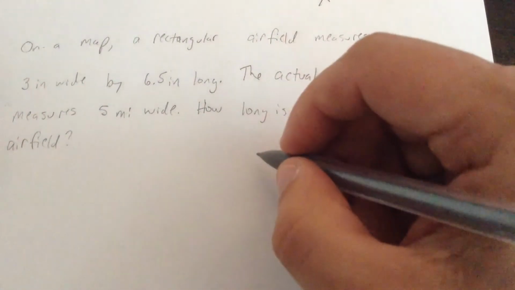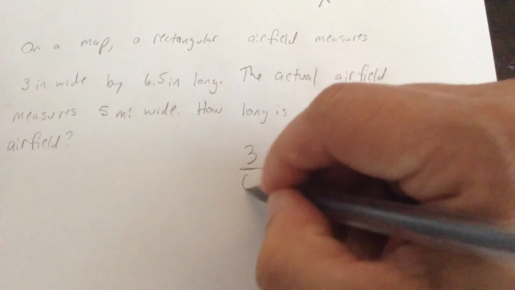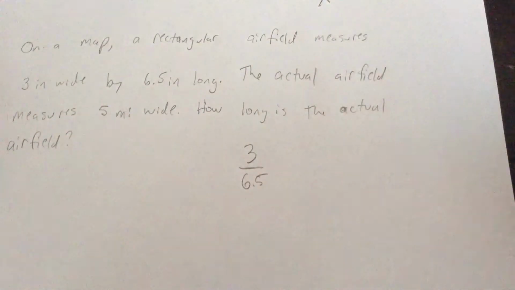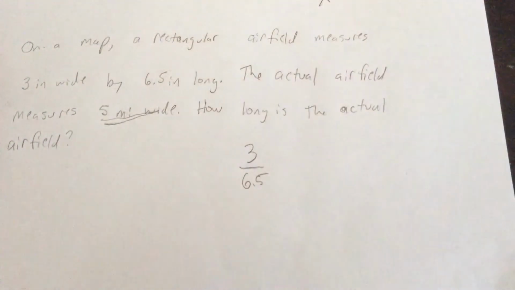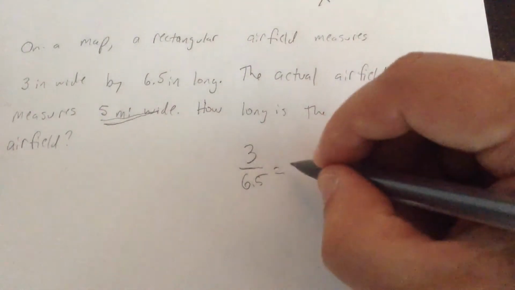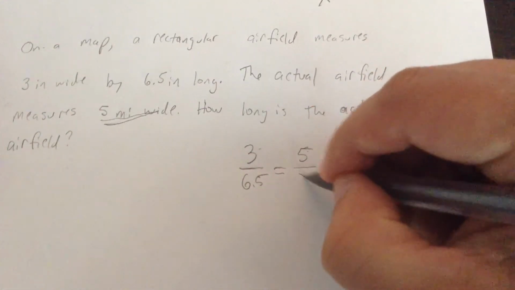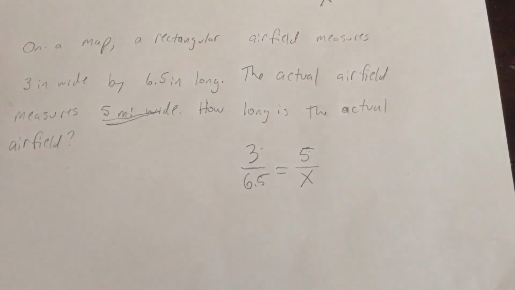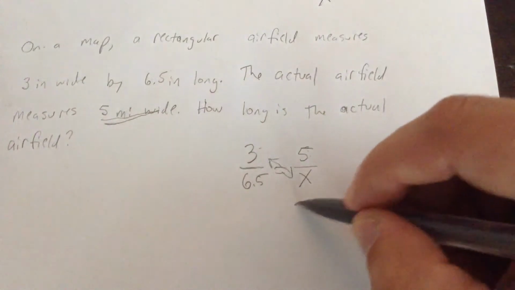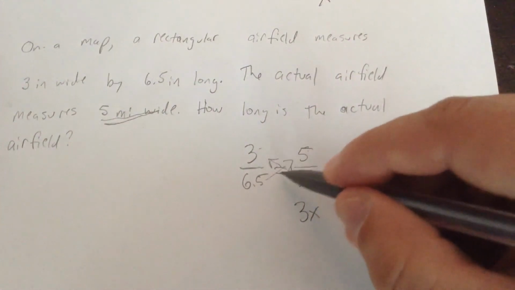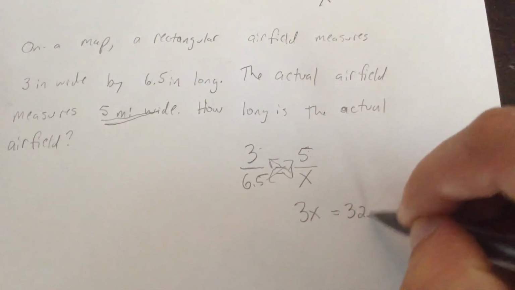Okay, so I know that it's 3 inches wide over 6.5 inches long. Okay, the other thing they gave me was 5 miles wide. So I'm going to put that up top because that's miles with miles, and I don't know length. Okay, so I need to cross multiply again. So 3 times x is 3x, 6.5 times 5 is 32.5.